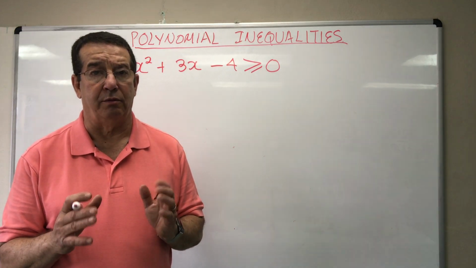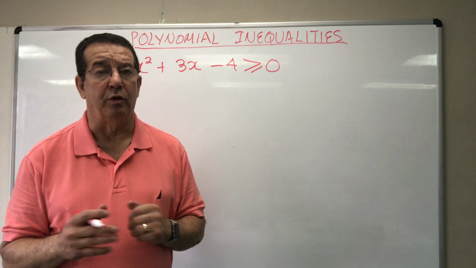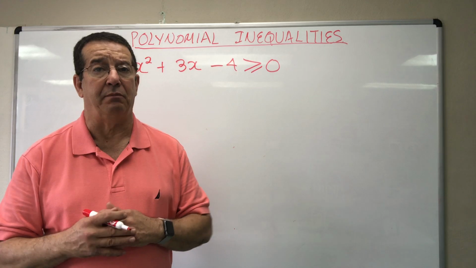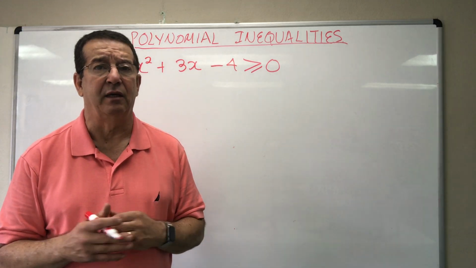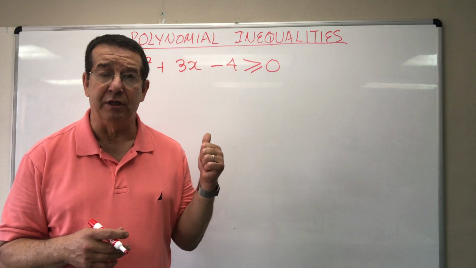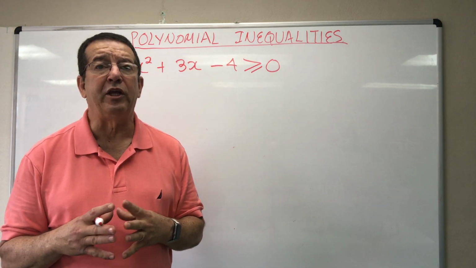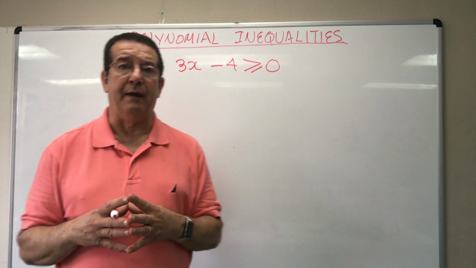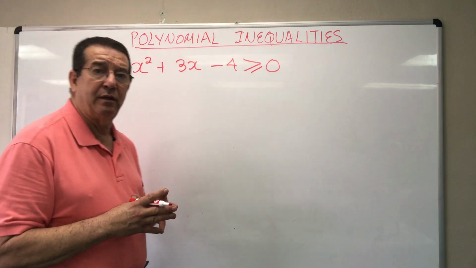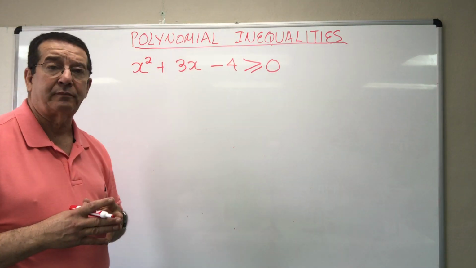Now I'm going to show you how to do it. Maybe today and tomorrow you will receive four exercises only. You need to do the exercises using my orientations to solve the polynomial inequality. Okay, I have this second degree polynomial: x squared plus 3x minus 4.